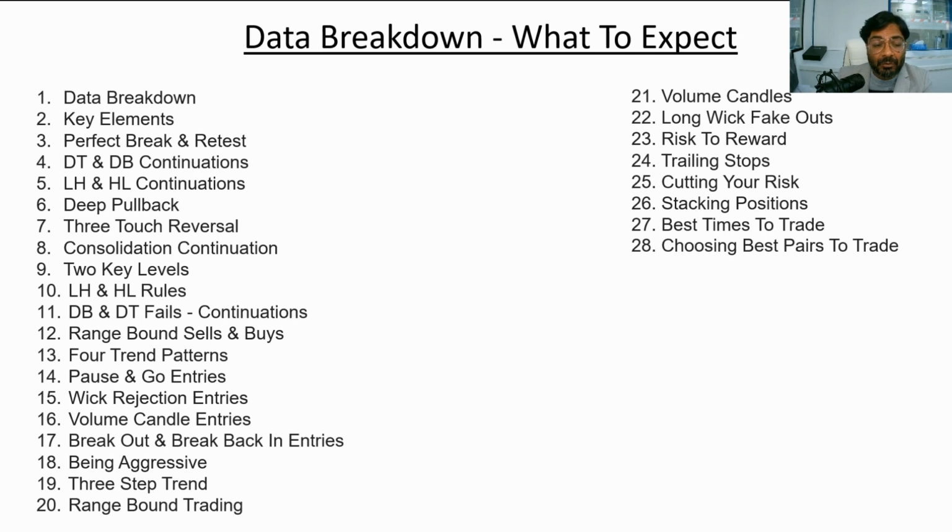Then on the 9th point, as you can see, we have 2 key levels. Then again, how important are the lower highs and higher lows rules. Then again, double bottom and double top failures along with the continuations. Then range bound sells and buys, 4 trend patterns, pause and go entries, wick rejection entries, volume candle entries, breakout and break back in entries, being an aggressive trader in a chart, of course.